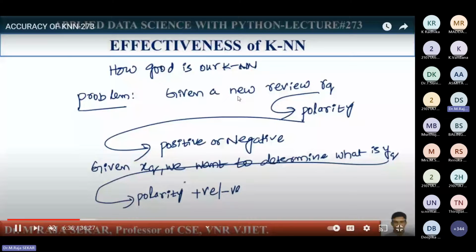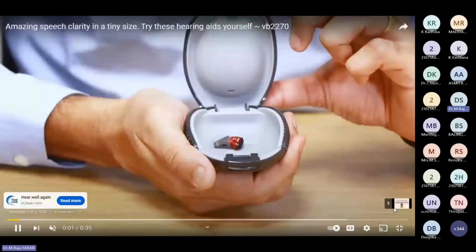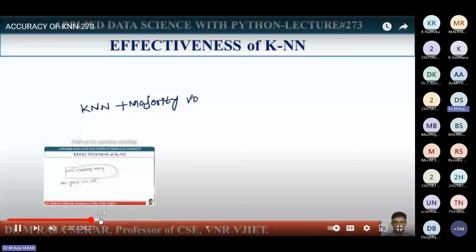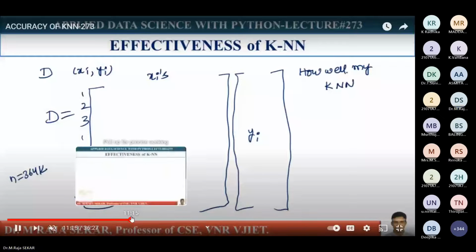After building a model, given a review, this is a review Rq, the qth review. Now I must find the polarity. Polarity means you must say whether it is a positive review or negative. That is polarity, positive or negative. Given Xq, the query point, we want to determine what Yq is. That Yq may be positive, Yq may be negative. That your algorithm should determine, isn't it? Accuracy is simple and straightforward. Why? Because you just have to maintain a counter. Here, n equals 364K, Xi is the data set. You have corresponding labels. This is a labeled data set, isn't it?